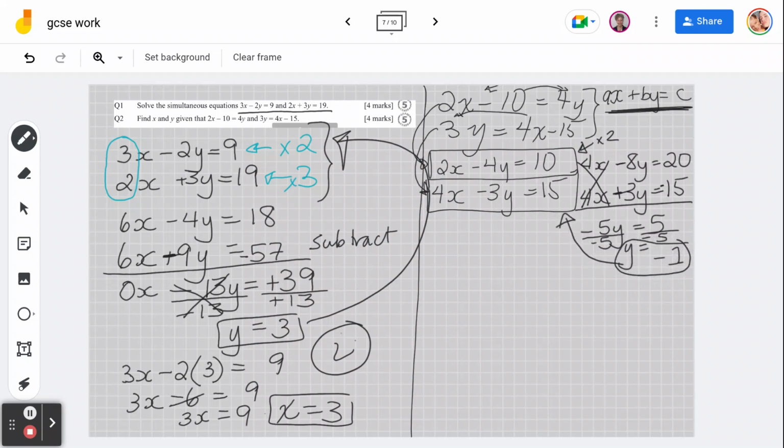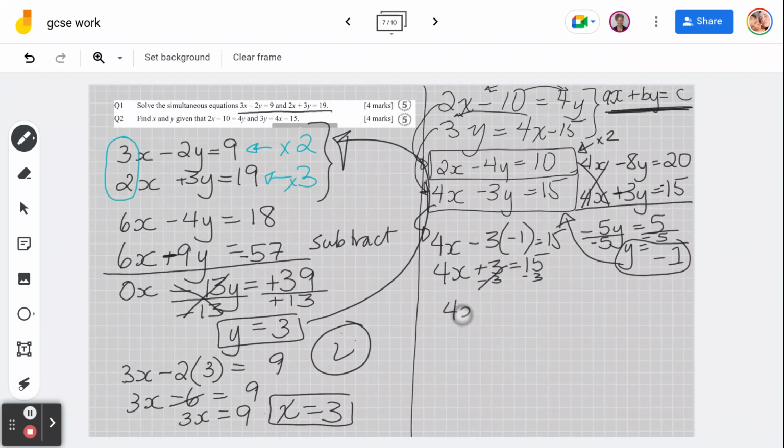Now I'm going to put it in either one of my formulas. It does not matter. I'm going to choose the second one because often we choose the first. So to find x, I'm going to say 4x minus 3, and then I put in my y, equals 15. 4x, negative 3 times negative 1 is positive 3, equals 15. I'm going to get rid of my 3 over here, so I'm going to subtract 3 on this side and subtract 3 on this side.